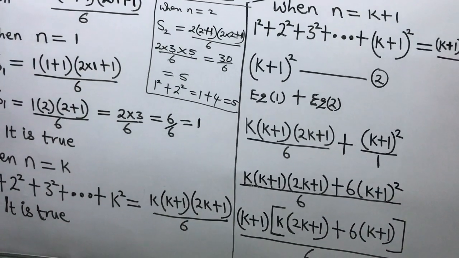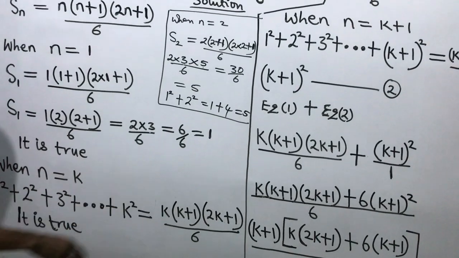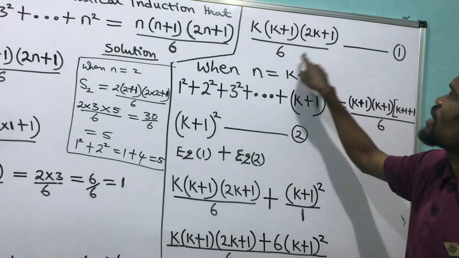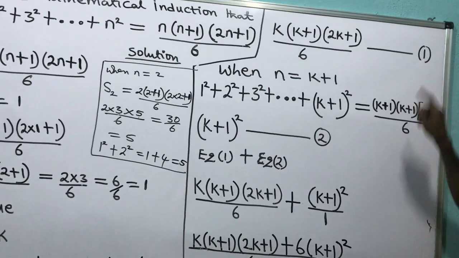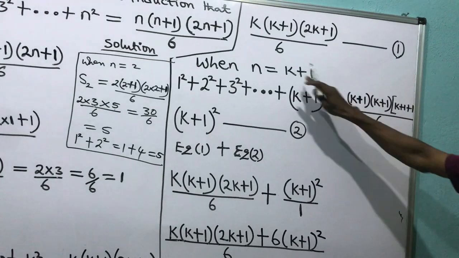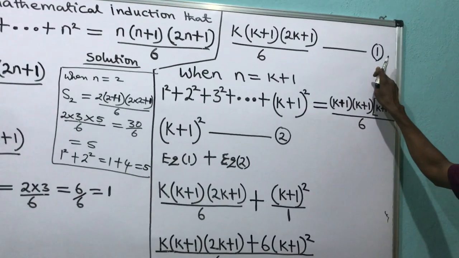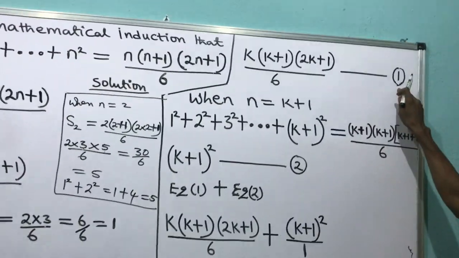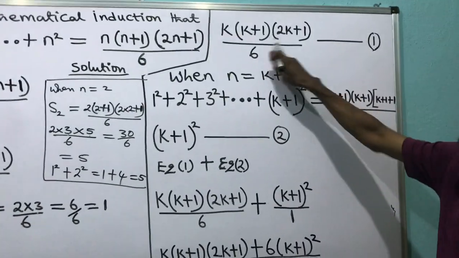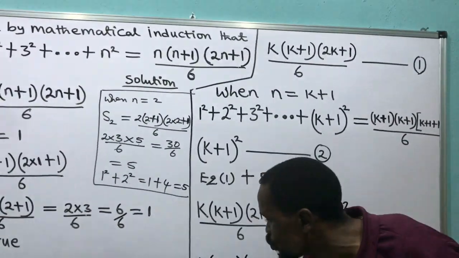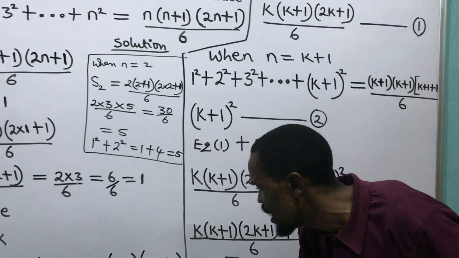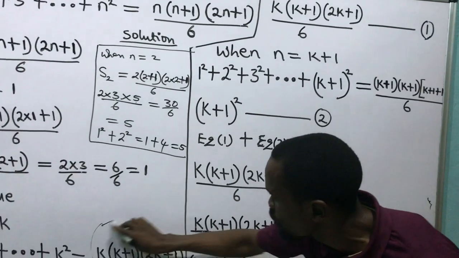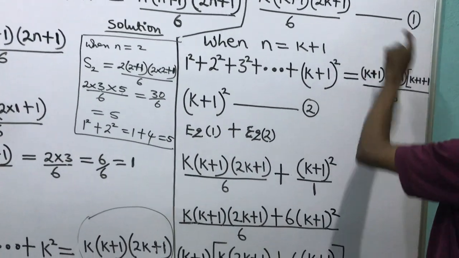I say it's true. And what am I going to take? After I have done this, I'm going to take the sum. Come over here, I take the sum now. I call it equation 1. Are you following me? Look here, the sum now becomes equation 1. When I have taken n equals to k, I have taken the sum and I call it equation 1. I call this sum equation 1, when n is equal to k and I have this series.